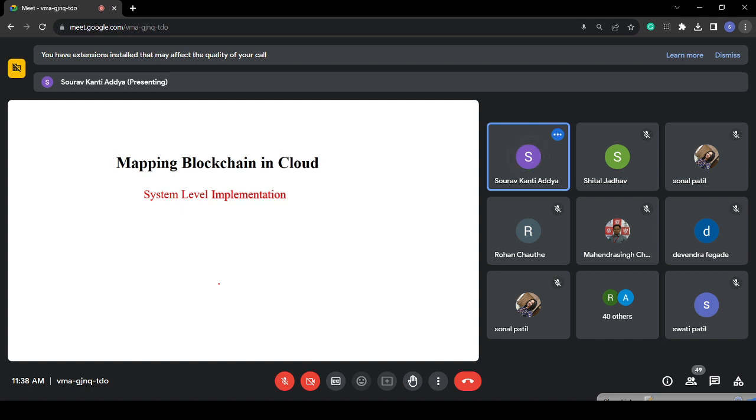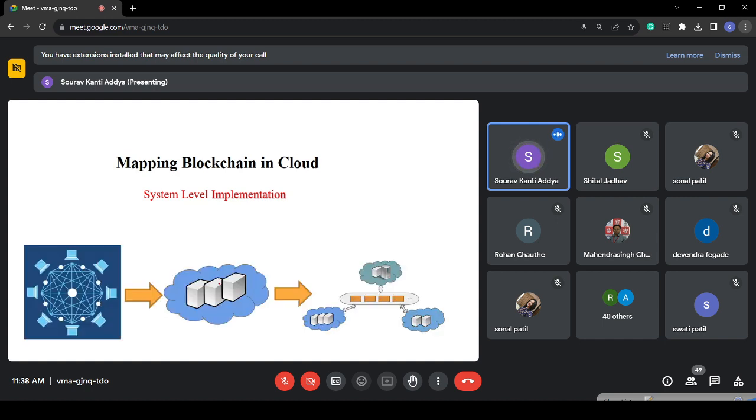So the next thing is mapping blockchain into the cloud. This is our target. As I told earlier, we have a technology called blockchain and a technology called cloud, and cloud has some issues which can be handled by the concept of blockchain. Finally, we can get this kind of architecture, a decentralized cloud architecture. Let's see how we will get this.